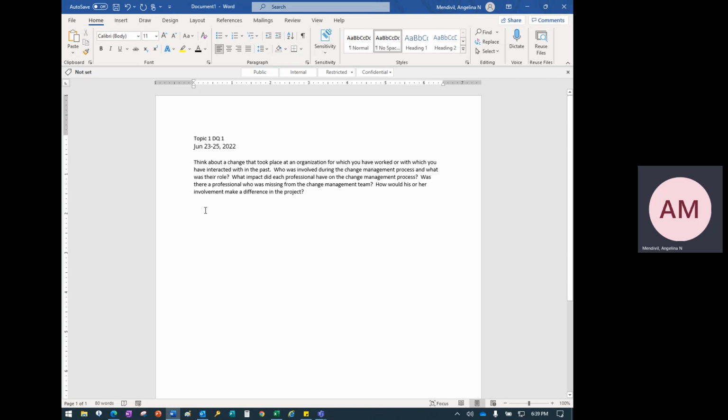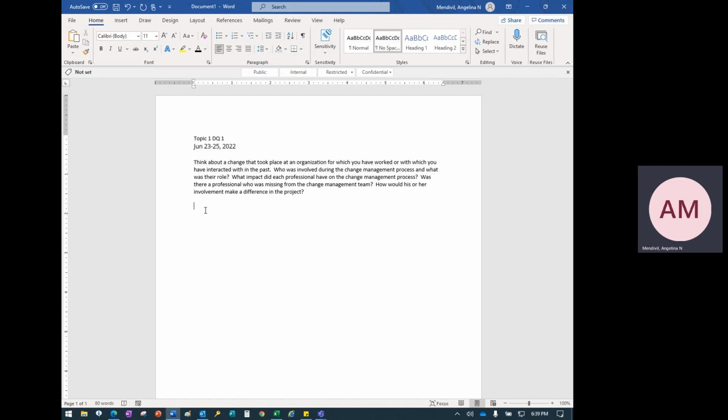Who was involved during the change management process and what was their role? What impact did each professional have on the change management process? Was there a professional who was missing from the change management team, and how would his or her involvement make a difference in the project?